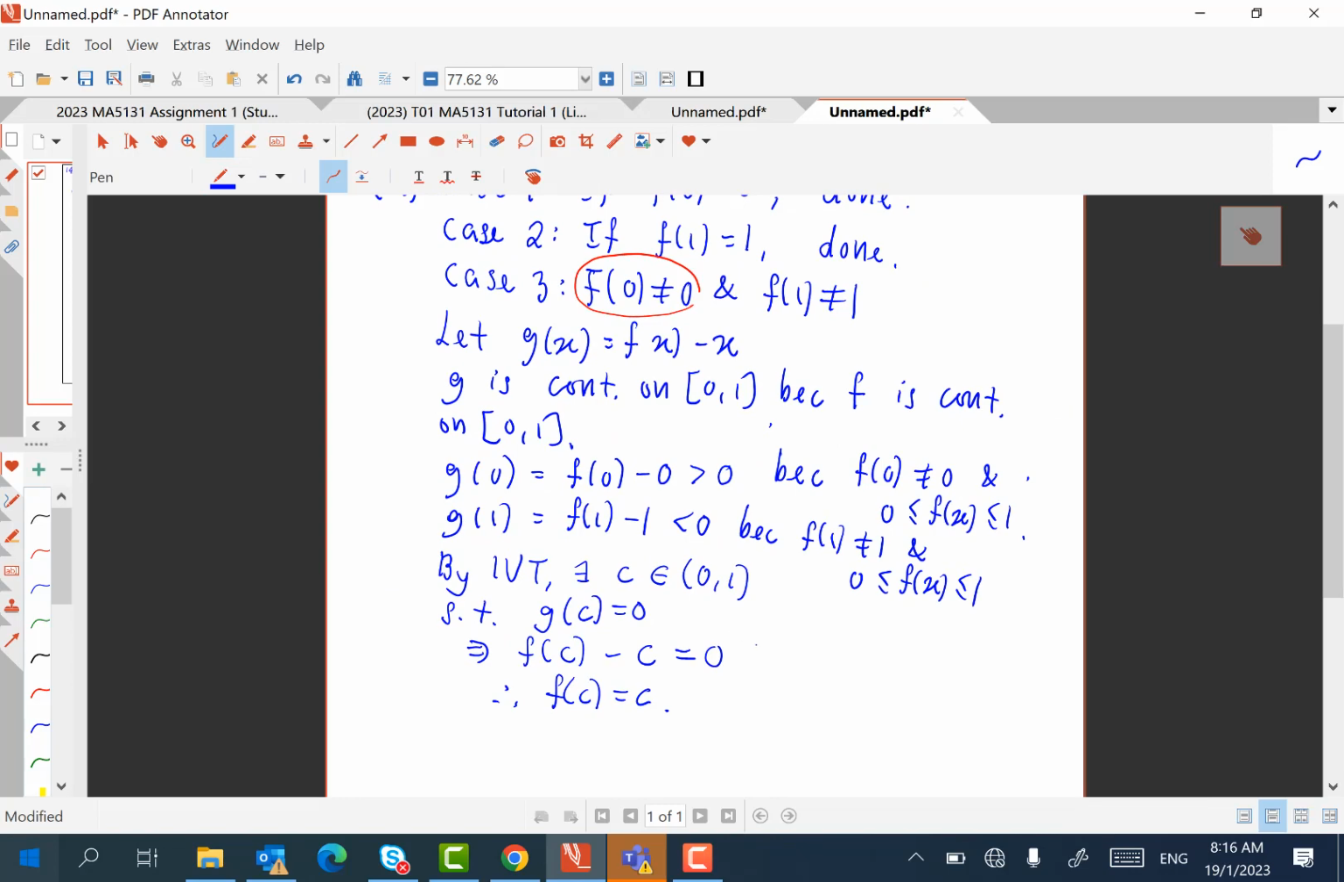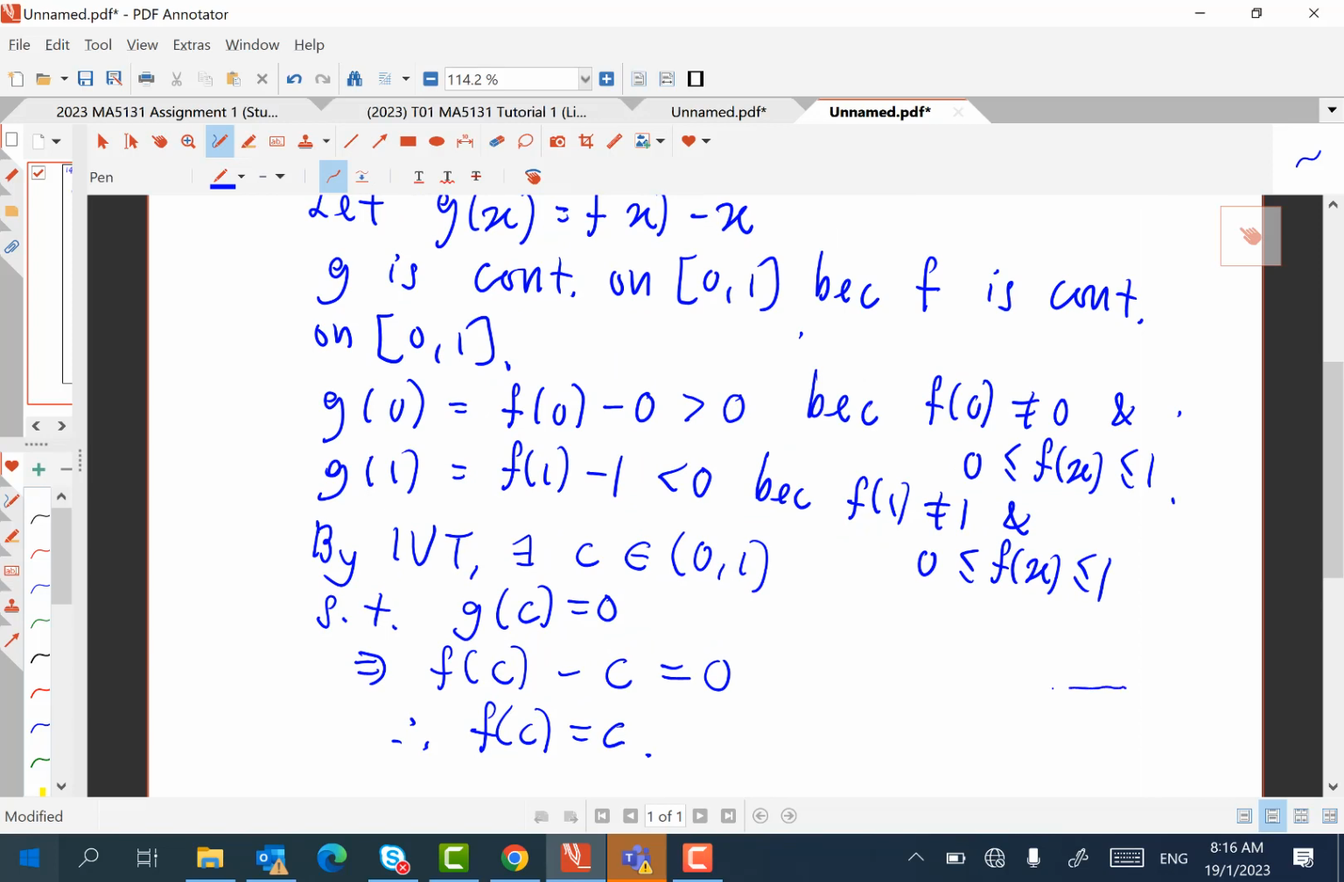You see, you have g(0) positive, and then g(1) negative, right? And then because it is continuous on the closed interval from 0 to 1, IVT says no matter how you join them up, there's always a value c in between, at this point, where g(c) is 0.